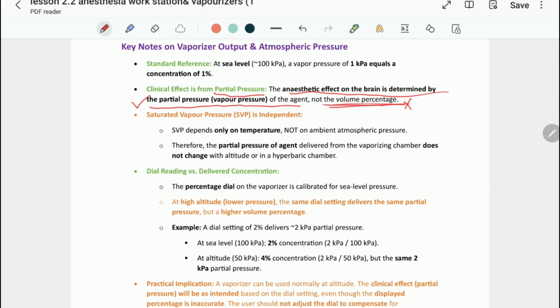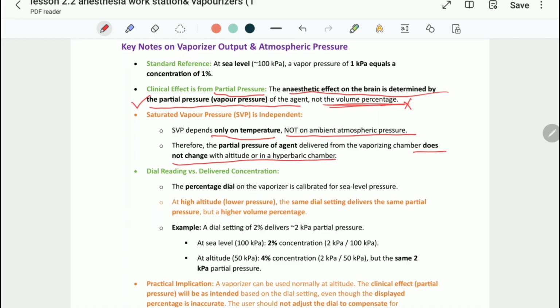The saturated vapor pressure is only dependent on the temperature, but not the ambient atmospheric pressure. Therefore, the partial pressure of the agent delivered from the vaporizing chamber does not change with altitude or in a hyperbaric chamber.